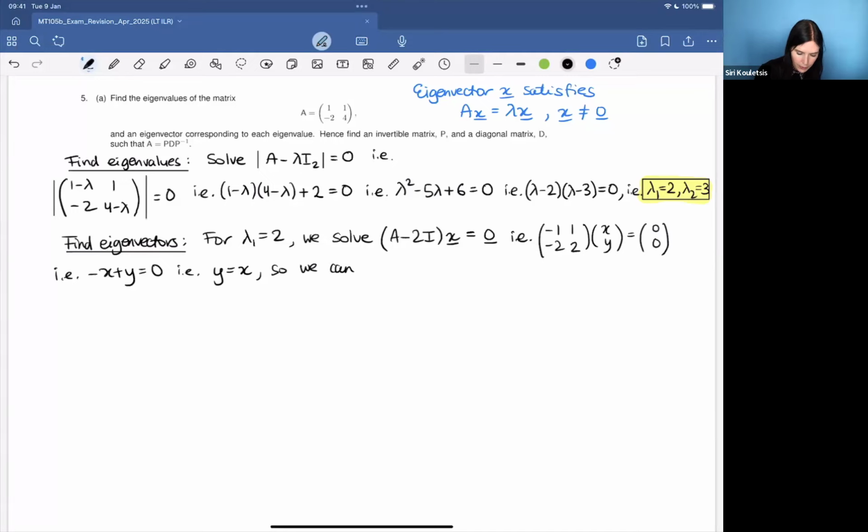And so we can take any vector of the form where its two entries are equal, as long as those entries are non-zero. So let me call this eigenvector v1. And so 1, 1 appears to be the simplest choice. But let me point out here that the choices are infinite. Any vector of the form a times 1, 1, where a is non-zero, will do.